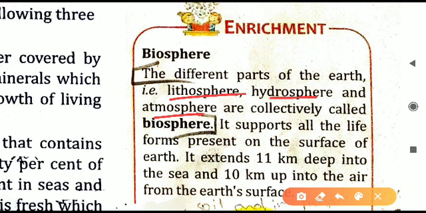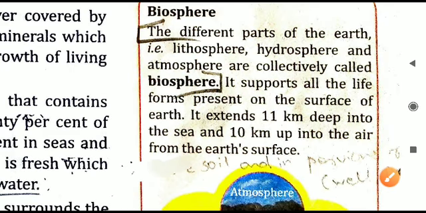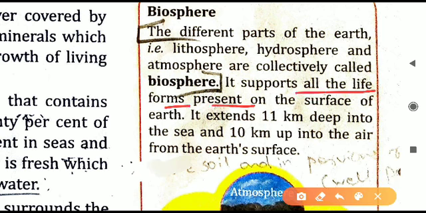If we combine all of them together, in a combined manner, these are called the biosphere. The biosphere is the combination of lithosphere, hydrosphere and atmosphere. If we combine all these, then we can say all the life forms are present on the earth only in these three. Either living things are present on the land, or they are in the water like the aquatic plants and animals, or they can be in the atmosphere also, like the birds.